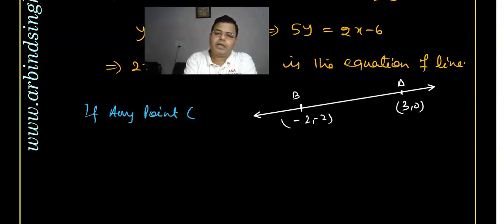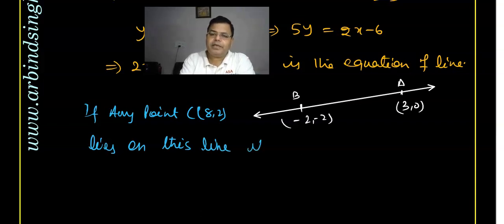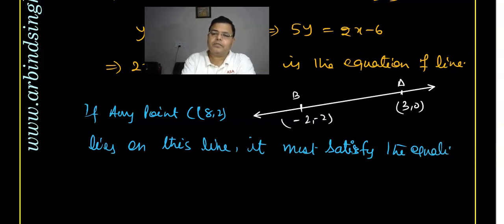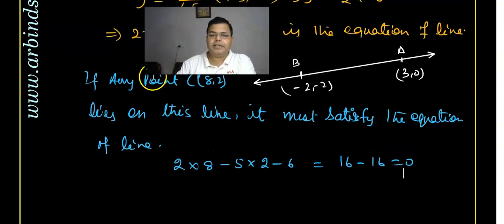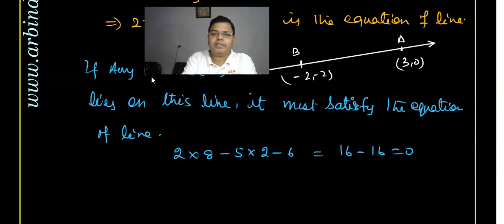If the point C (8, 2) lies on this line, it must satisfy the equation of the line, isn't it? So putting in the values, we have 2 into 8 minus 5 into 2 minus 6. That is 16 minus 10 minus 6, which is 0. Since it satisfies the equation of the line, it also lies on the same line.